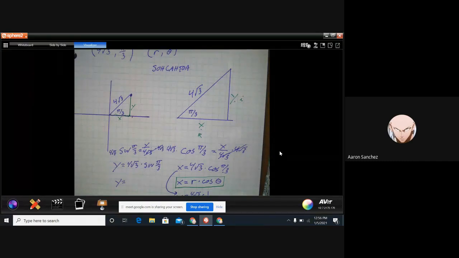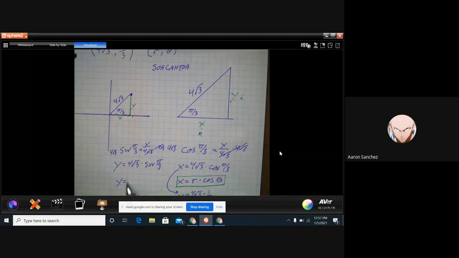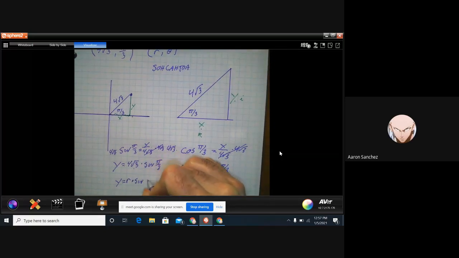Assuming there's no questions, I'll just pause till everyone's caught up. Let me know if you have questions while I'm pausing. Okay, I'm assuming I can go now. Stop me if I'm going too fast. Okay, y is equal to, remember, this is the radius times sine theta.